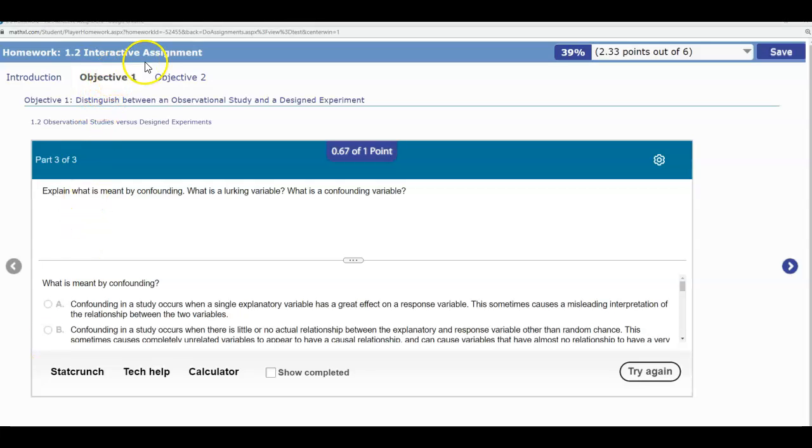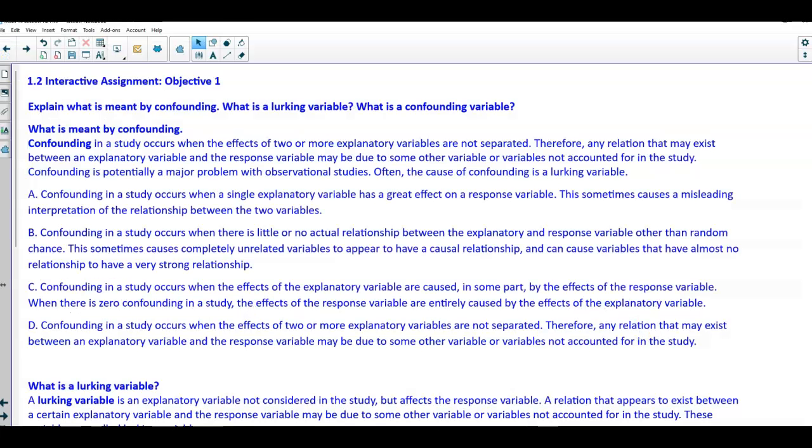Section 1.2 Interactive Assignment Objective 1. Explain what is meant by confounding, what is a lurking variable, and what is a confounding variable. So the first question is, what is meant by confounding? So let's take a look at that here.